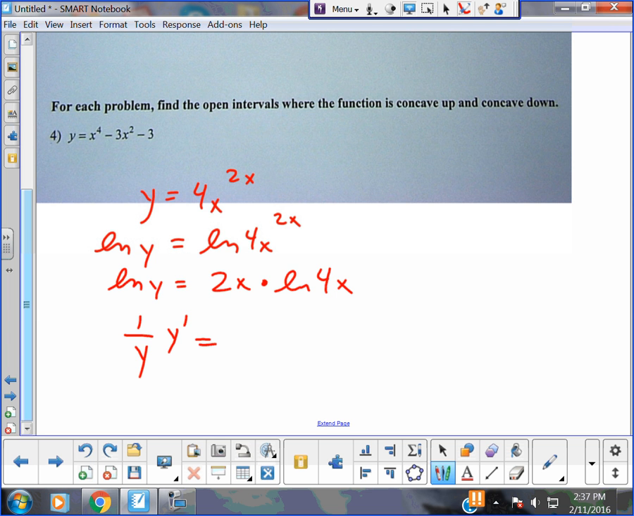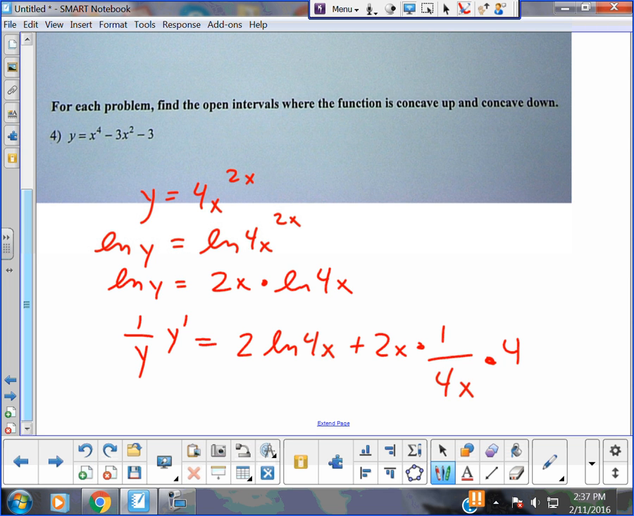On the other side, I'm going to do the product rule. The derivative of 2x is just 2. Alright? And plus 2x times the derivative of ln 4x, 1 over 4x, times 4. Right? Derivative of 4x is 4. And those are both dx's, but since I divide by dx immediately in my head, I get this.